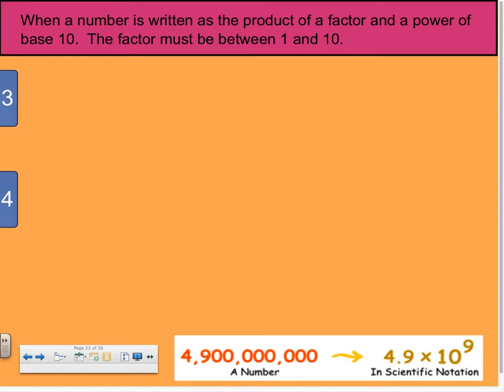So still remember the same thing. This is very important when we're putting things into scientific notation. When a number is written as the product of a factor and a power of a base 10, the factor must be between 1 and 10. What does that mean?